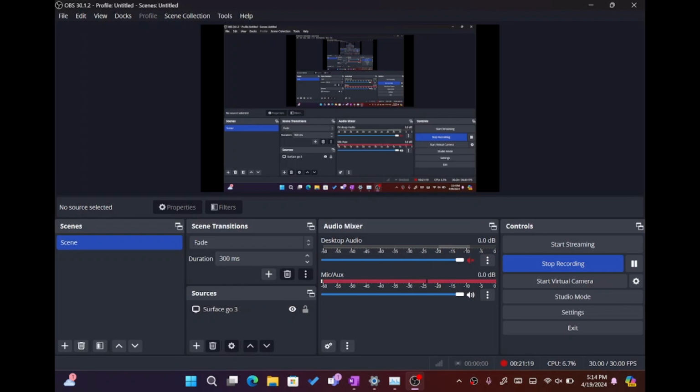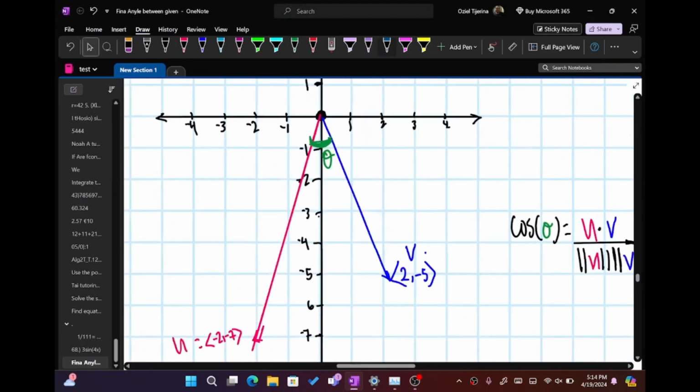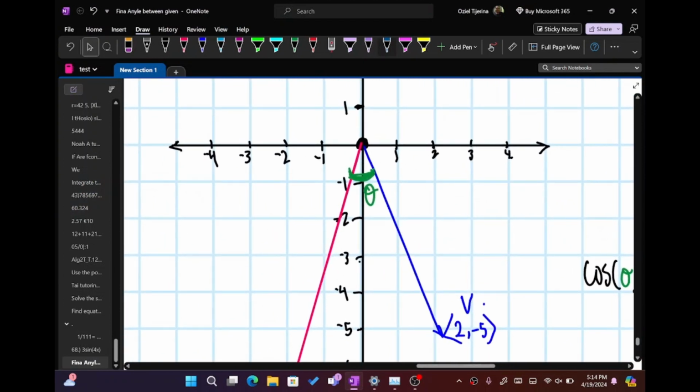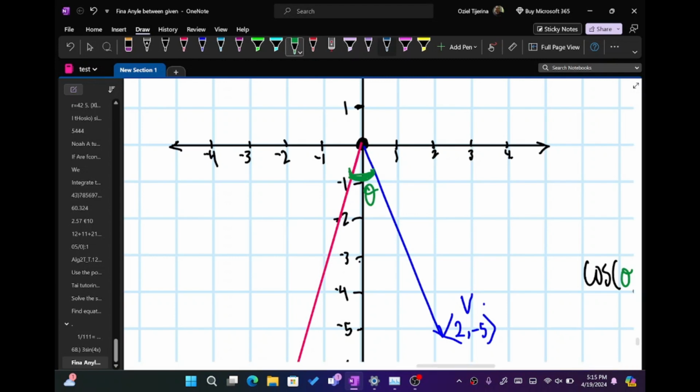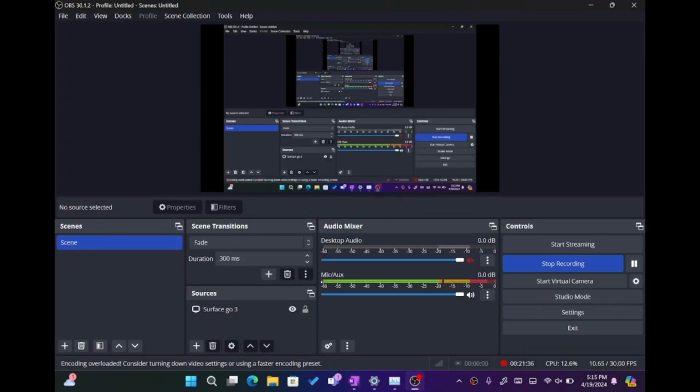So that is going to be it for this video, guys. Looking at this, we can say that this is approximately 38 degrees, if anything. So this angle here would be 38 degrees. So that is how you find the angle between 2 vectors, guys.